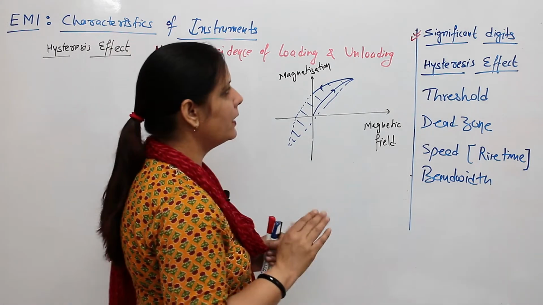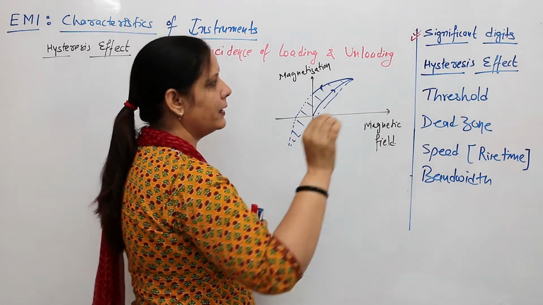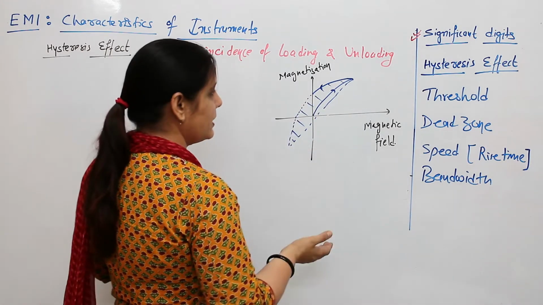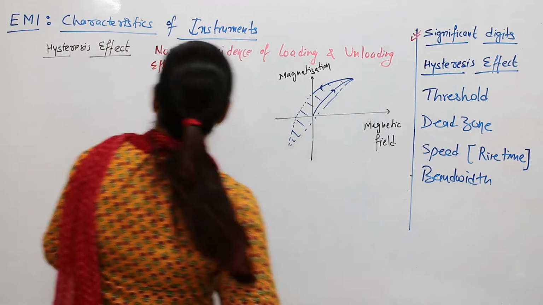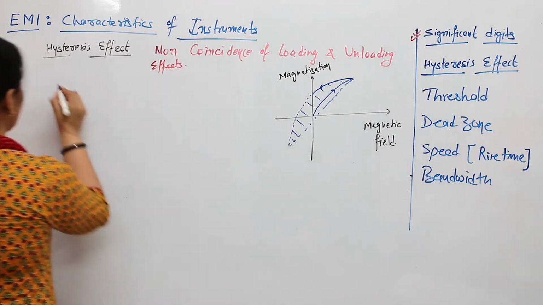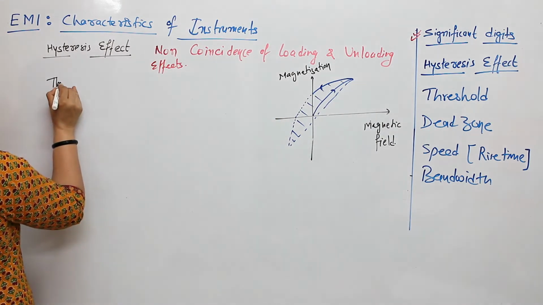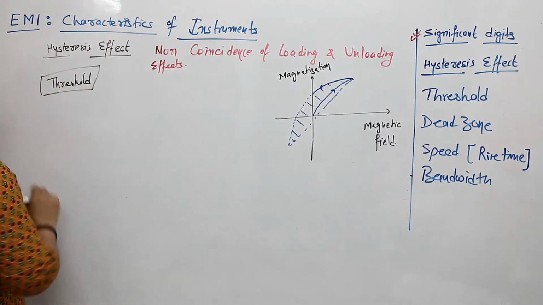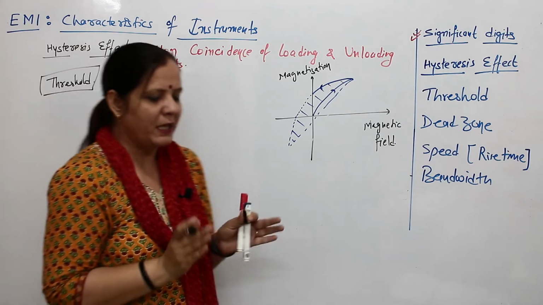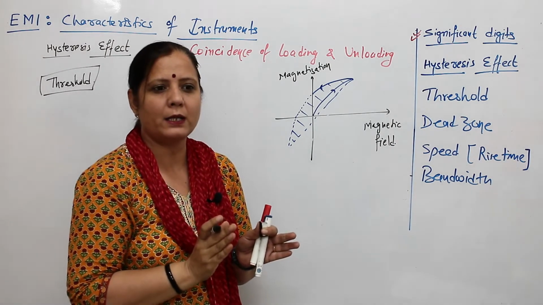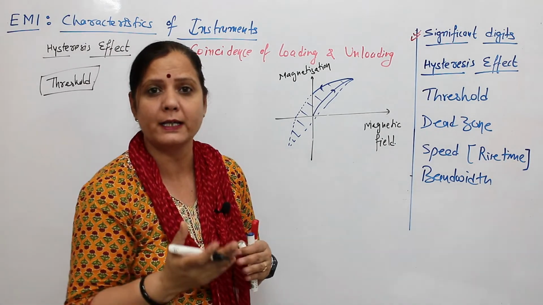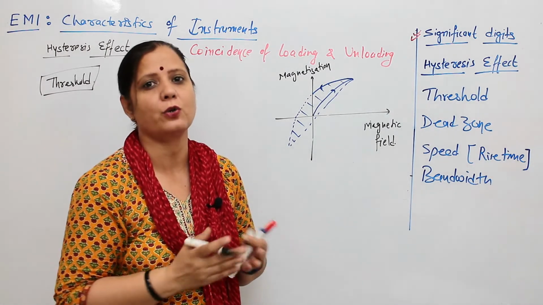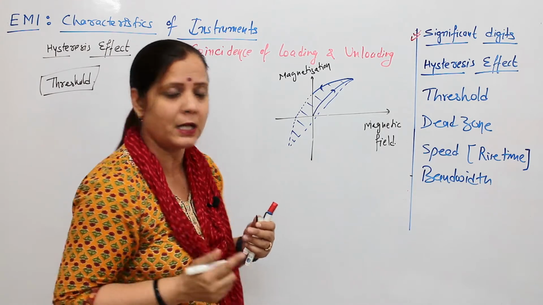So I think now it is clear to you what is meant by hysteresis effect or hysteresis losses. Then comes the next term, that is threshold. Okay, what is the threshold value of an instrument or a measuring unit? Basically this is the minimum input that is required to notice the readings. Before this, your instrument is showing zero deflection, you are not able to sense any change in the output.